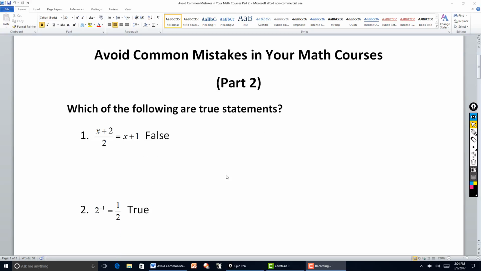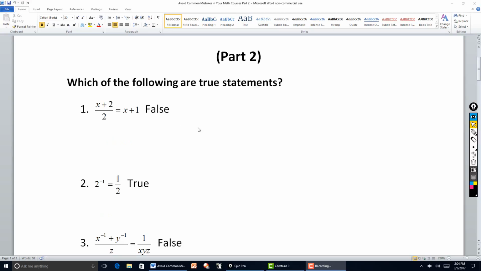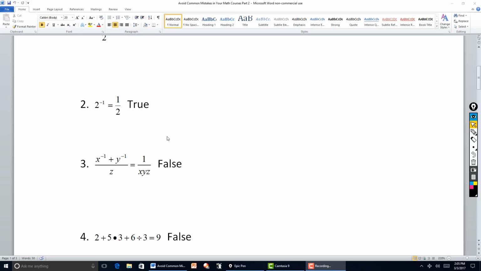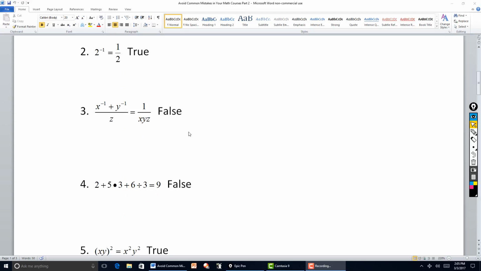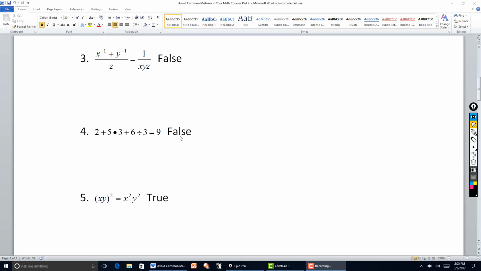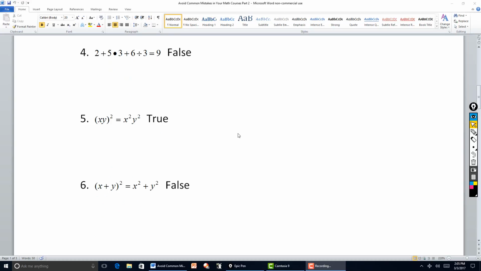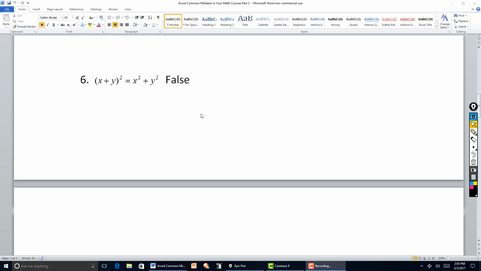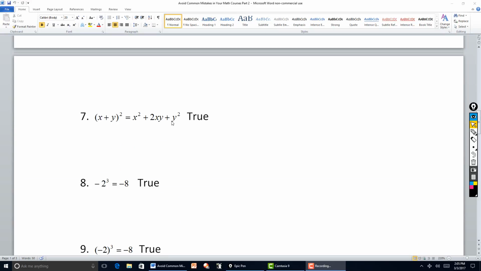Okay, so number 1 we discussed and it was false. Number 2 was true. That was your definition of a base taken to a negative power. Number 3 was false. Number 4 dealt with order of operations, and we discussed this and we said it was false. 5 was just what are your laws of exponents, which was true. Number 6, common mistake, is false. Number 7, just your formula for squaring a binomial, which is true.